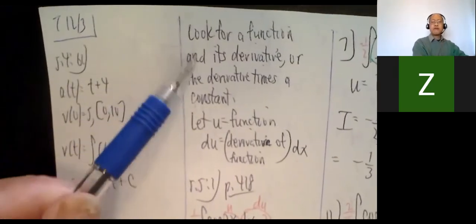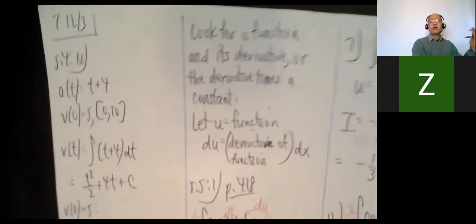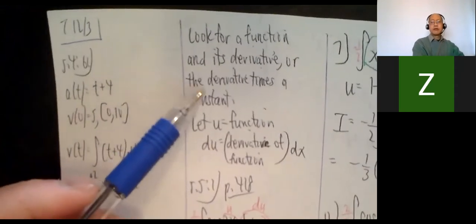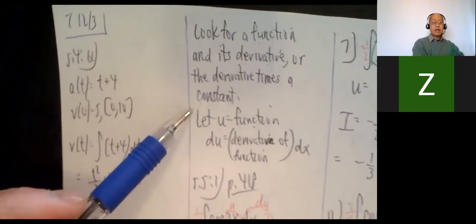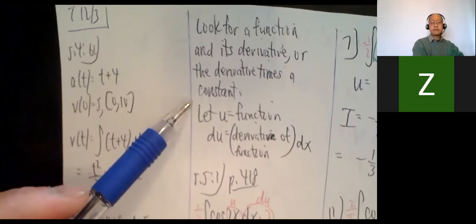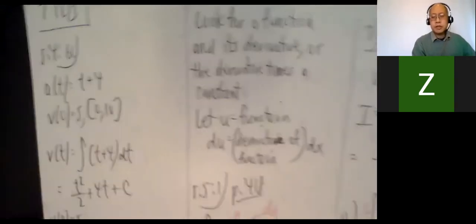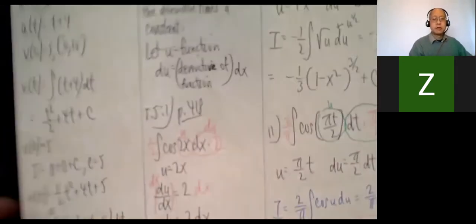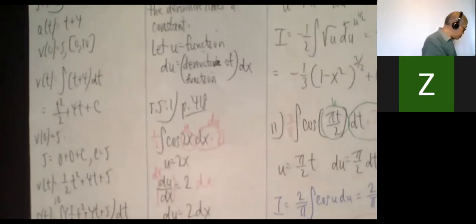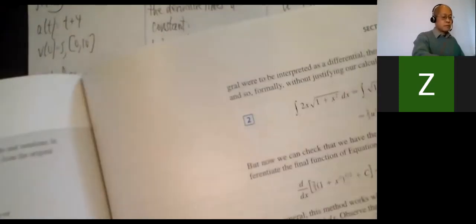Within the problem, look for a function and its derivative, or the derivative times a constant. It cannot be times a variable, it has to be times a constant. Okay, so let me just start off by showing you an example. So 5.5 number one. And let me show you the homework for the last time this semester.